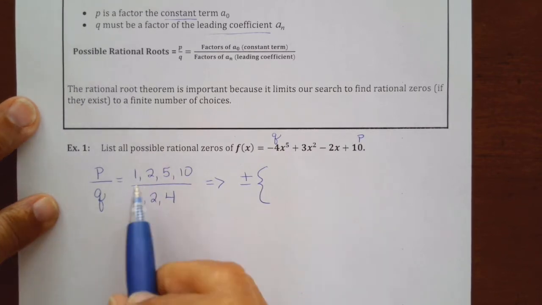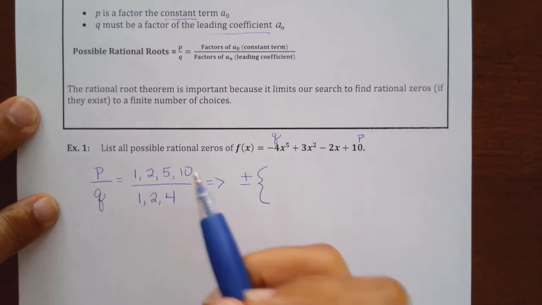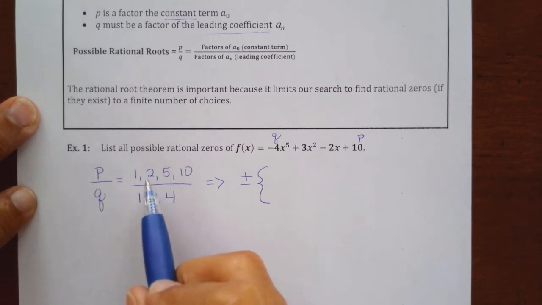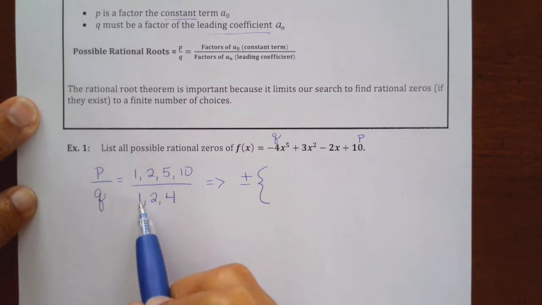So the way that I do this, and again, you guys can do this any way you want to, but the way that I do it is I take each of the P's and then divide them by this first Q.